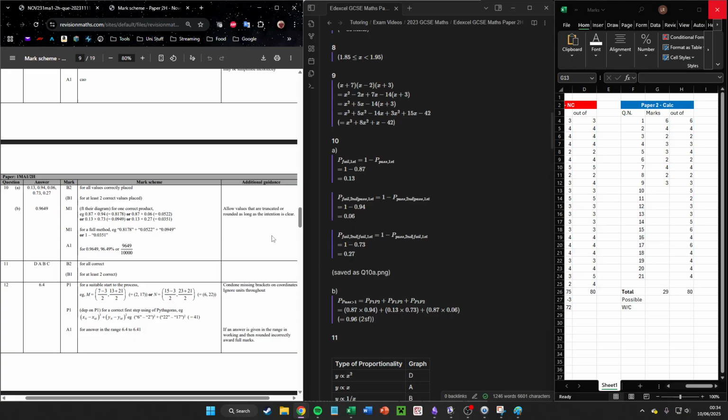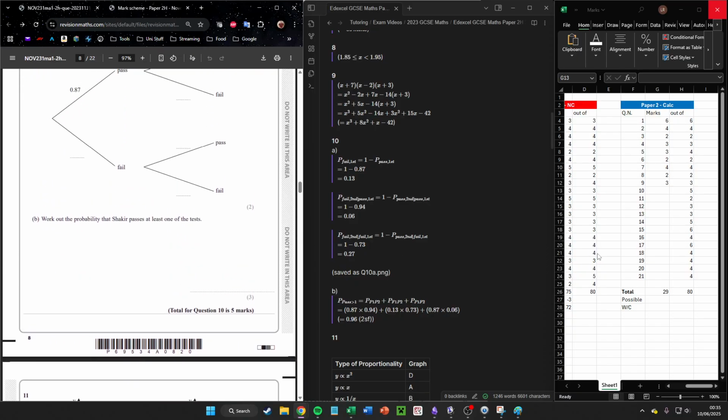Oh, okay. Allow values that are truncated or rounding as long as the intention is clear. And I said 0.96 to 2 significant figures. So yeah, there you go. Allow values. So that's 3 marks from part B. Was that how many marks it was? Yeah, 3. So that's 5 marks in total.